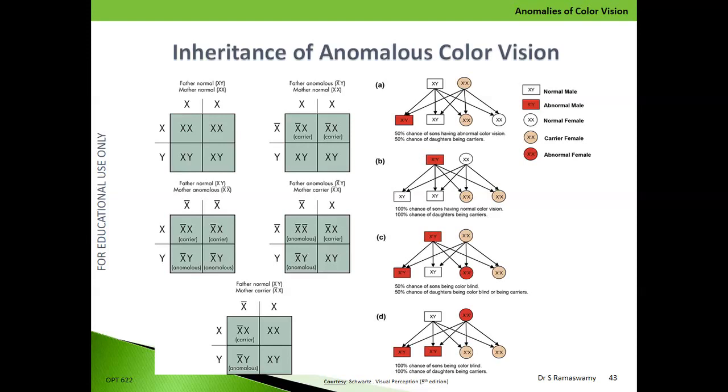Hello everyone. In this brief video, I'm going to quickly go over the inheritance of anomalous color vision. In other words, how the transmission of red-green color vision defect occurs in children from their parents.